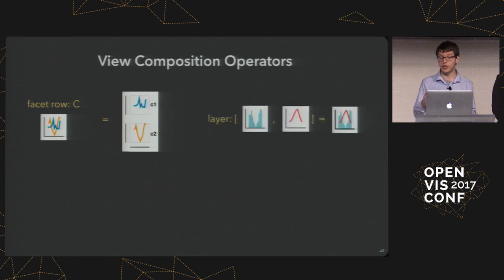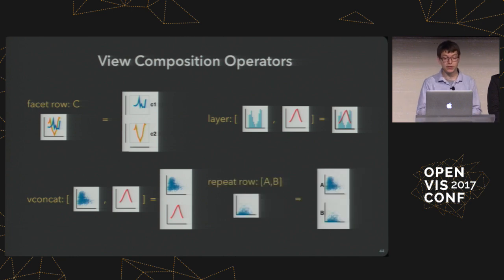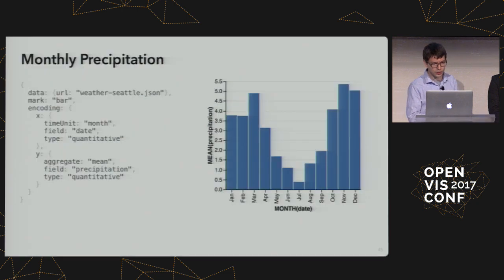The layering operator stacks multiple views on top of each other. And with concatenation, you can combine arbitrary views to create complex multi-view displays. And lastly, repeat is a concise and data-driven way to concatenate many charts. As a running example to walk you through these four operators, I will use a bar chart that shows the monthly precipitation in Seattle. As you might know, Seattle is beautiful, but we try to scare tourists away by claiming that it rains all the time.